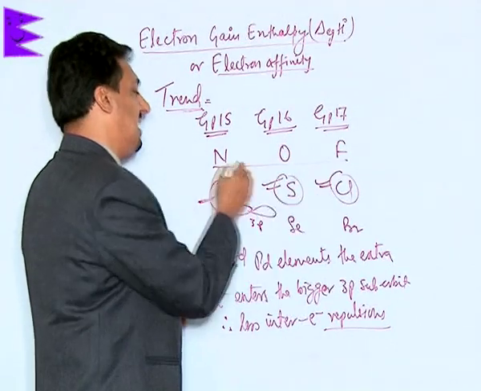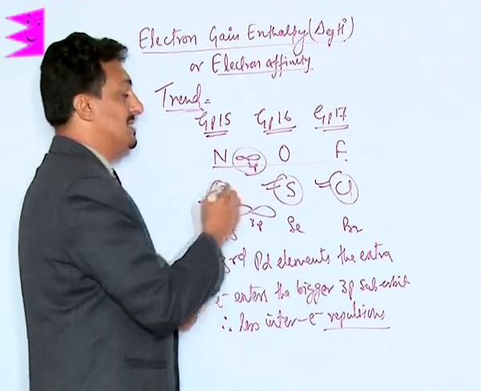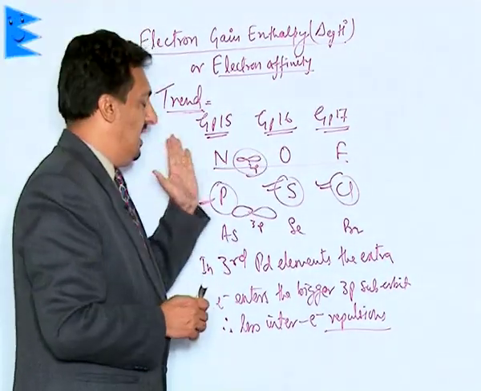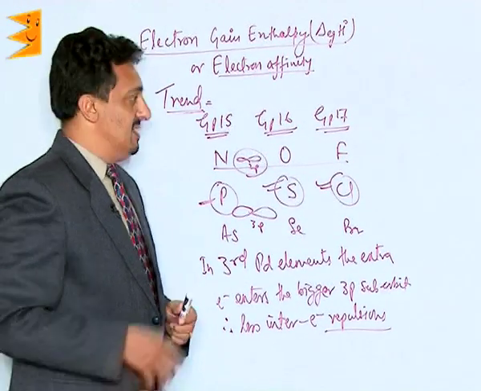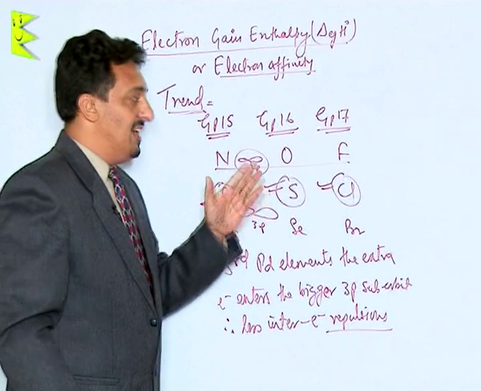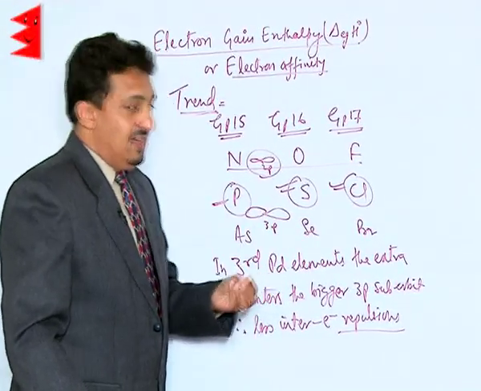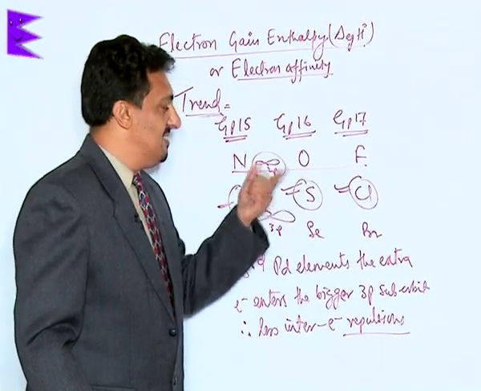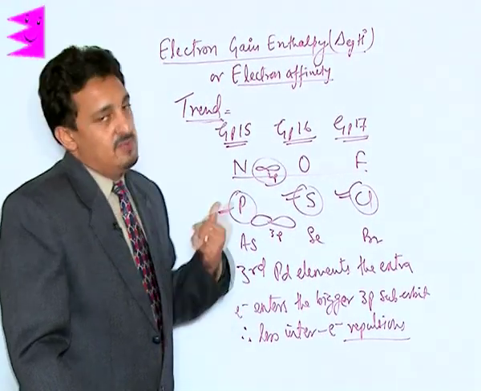Now all these three have smaller 2p. So the extra electron will experience more repulsions in the case of smaller 2p, and that is why the same thing is repeated in these cases. So the element with the highest electron gain enthalpy, or the highest electron affinity, in group 17 is chlorine, not fluorine. In group 16 it is sulfur, not oxygen, and in group 15 it is phosphorus, not nitrogen.